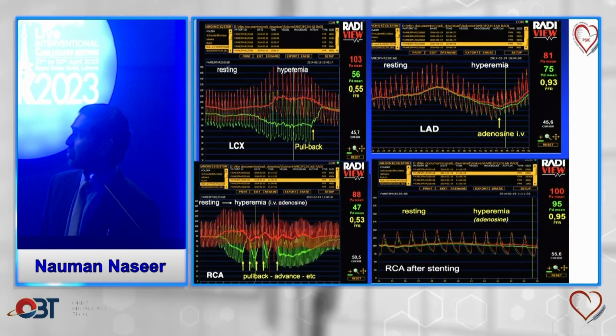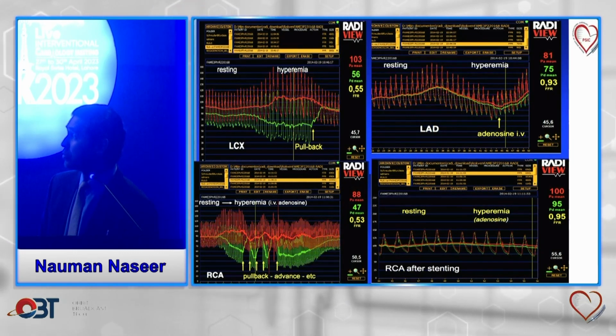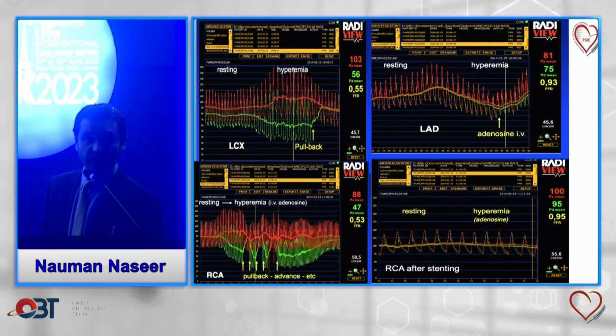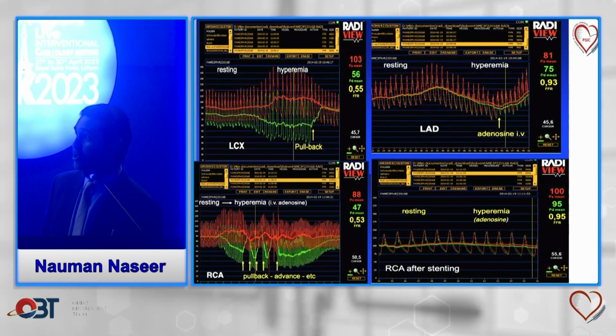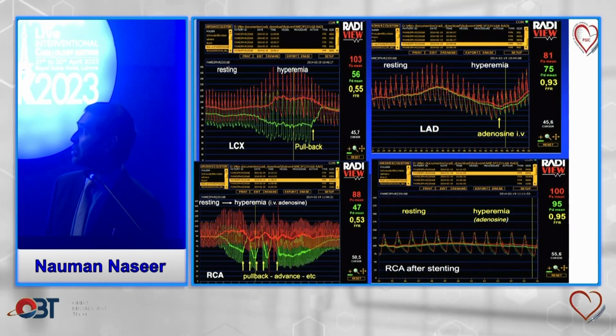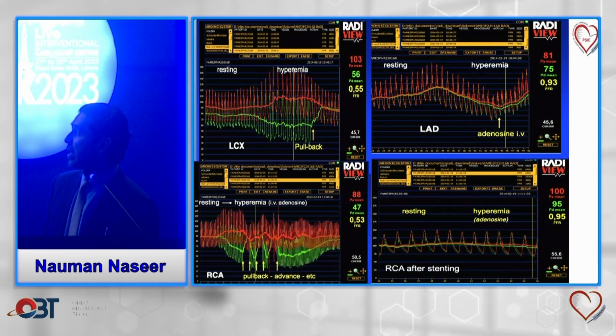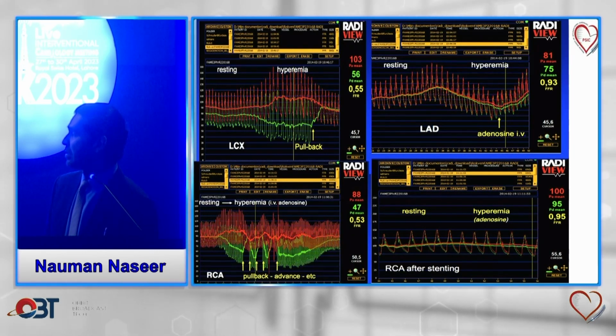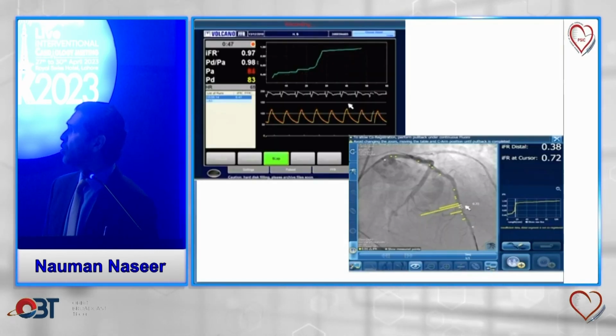So the left circumflex was clearly going to be significant, but the RCA also, look at this, 0.53, because the territory it was supplying was much bigger. So it's not just dependent on the degree of stenosis, but the territory it supplies. The LAD pressure wire was not significant, and for the RCA after stenting, the pressure wire improved. You want it to be more than 0.9.